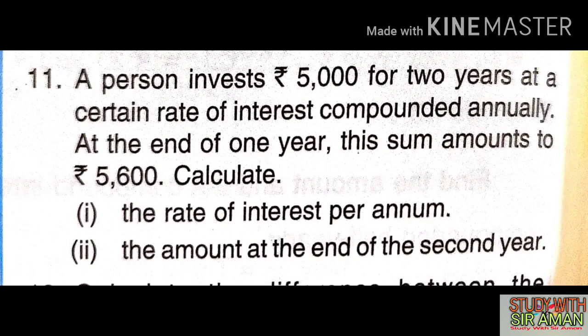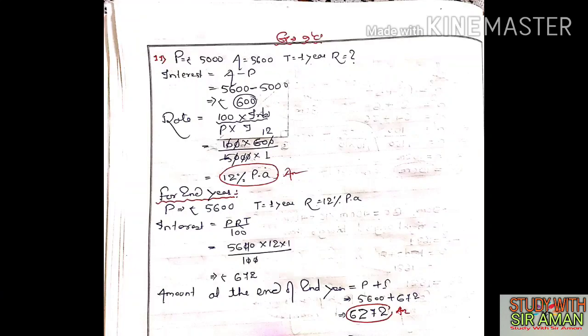First we will calculate the rate. For rate, what do we need? We need three things, all of you know. Let us see the solution. Check. Interest is A minus P, 5600 minus 5000, 600. Rate is 100 into interest by principal into time. I have told you for rate we need three things. Now all the three things are there. 100 into 600 by 5000 into 1, 12% is our required answer.